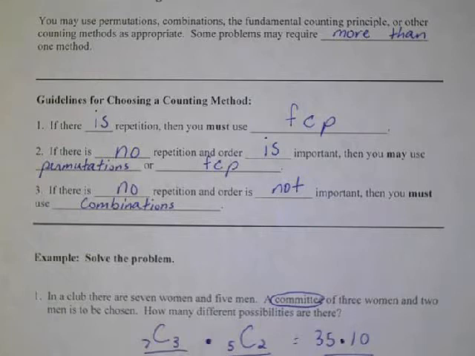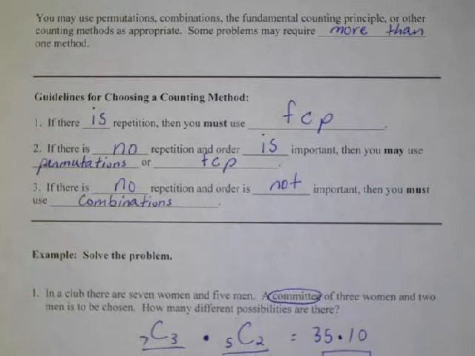So if we recap, if there is repetition, then you must use the fundamental counting principle. If there is no repetition, and order is important, order matters, if you change things around, you get something different, then you may use permutations or the fundamental counting principle. If there is no repetition and order is not important, meaning if you move items around it's really no different than how it was before, then you must use combinations.